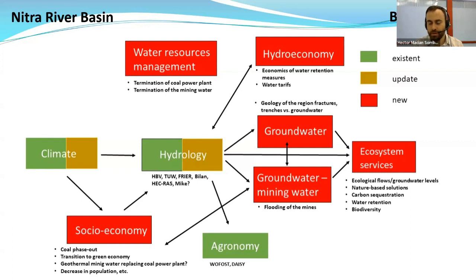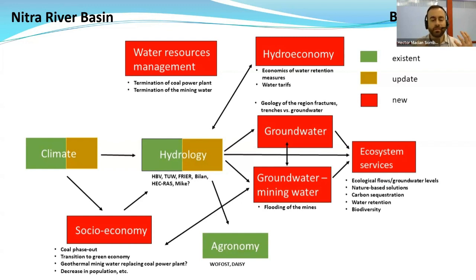Then economic modeling, including both a hydroeconomic model to estimate benefits of adaptation policies, in particular the use of water retention measures. It's not a policy; it's a construction. Okay, it's building retention basins, and also we want to use this to assess the impact of water tariffs. And besides the hydroeconomic model, which is a microeconomic model, also a socioeconomic model in order to find the economic impact of the coal phase out, the transition to a green economy.